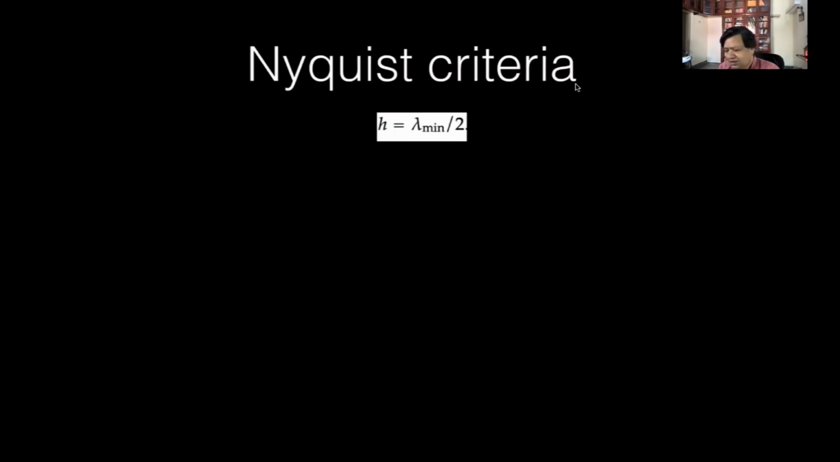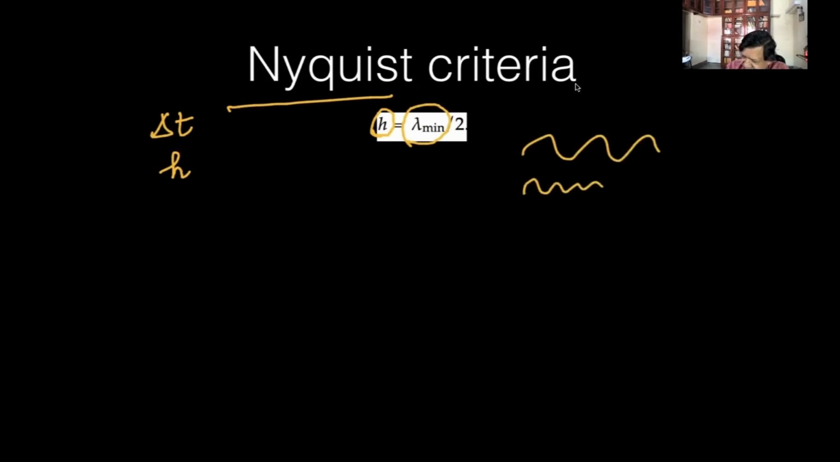Now, what should be the dx? I am going to denote it by h. Let's recap the notation. In time, in my course, I follow delta t as my time step, but in real space, delta x is often denoted by h, and I follow this in my book as well. So there is a criterion by Nyquist. If the smallest wavelength of the signal is lambda min, then your h or dx must be lambda min by 2.